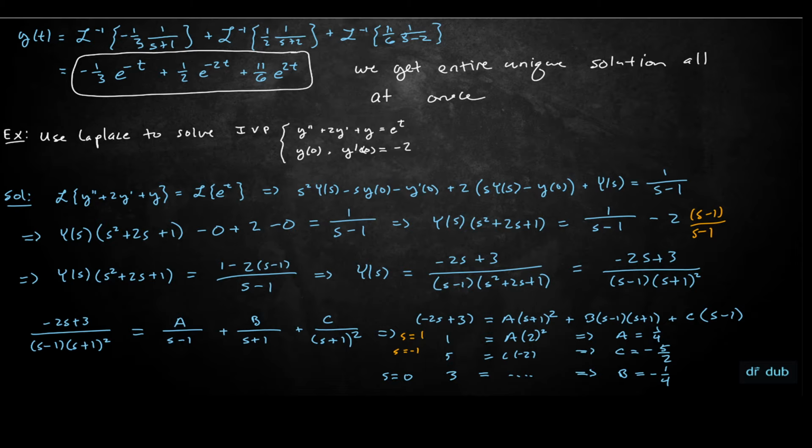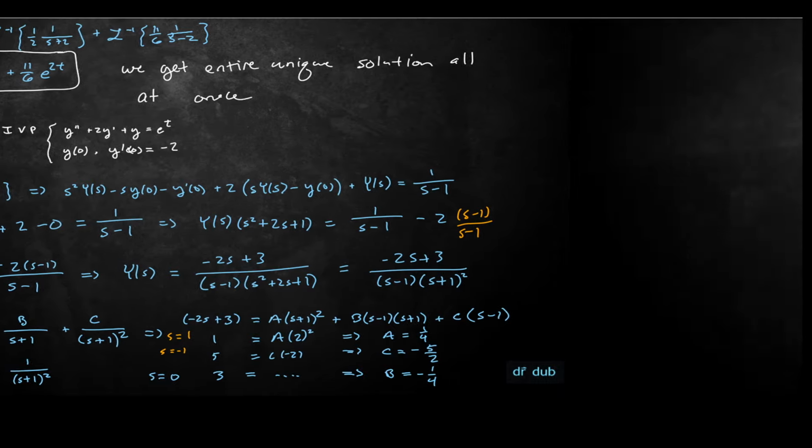So your y of s is actually 1 over 4, 1 over s minus 1, minus 1 over 4, 1 over s plus 1, minus 5 over 2, 1 over s plus 1 squared. And now we need to invert that. The first two, those are just exponentials. The third one is actually one that we wrote down in our chart. And it's an exponential times t. So let's look at inverting this.